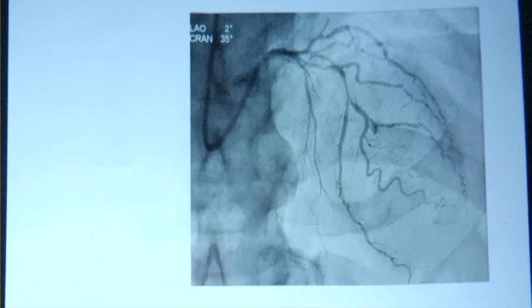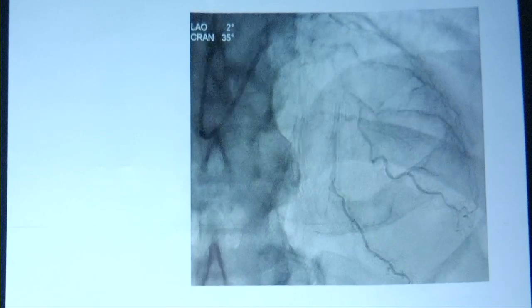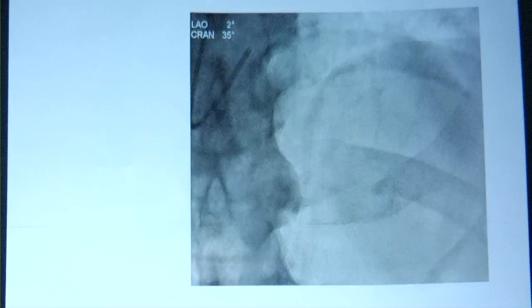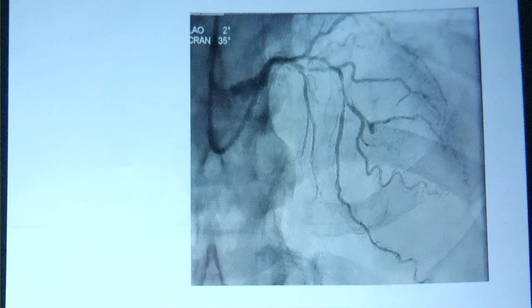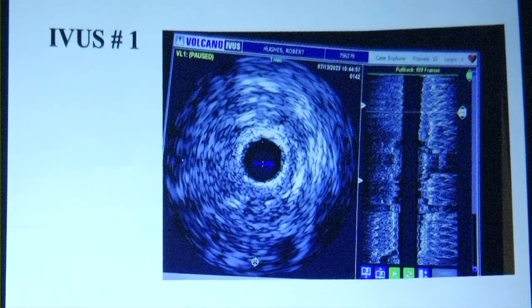This is the other view of that LAD diagonal bifurcation. As you can see, a fair-sized diagonal. And we're going to stent from somewhere there to just above this septal based on the angiographic information. Then we do a pre-IVUS.